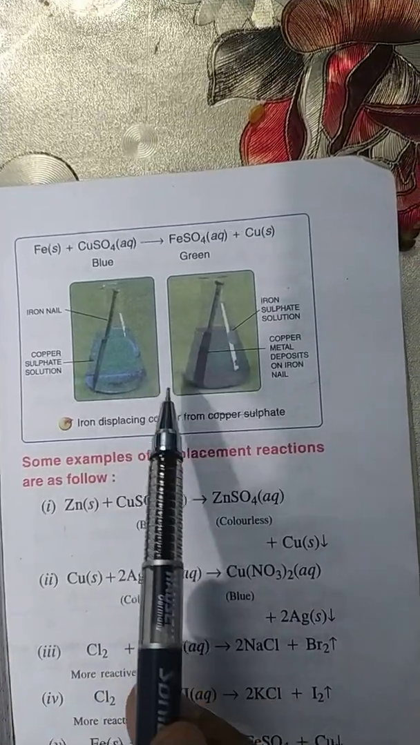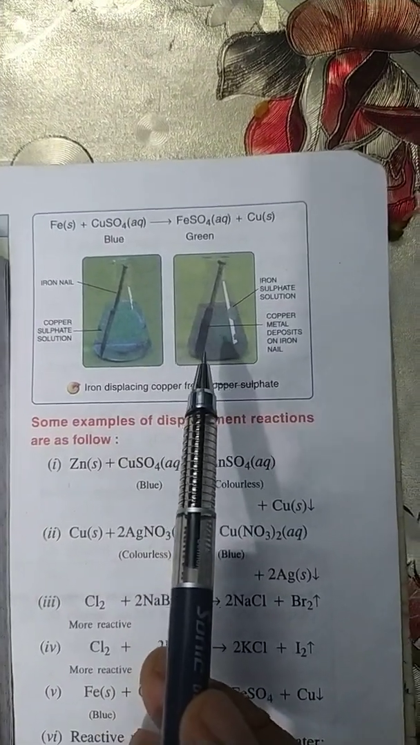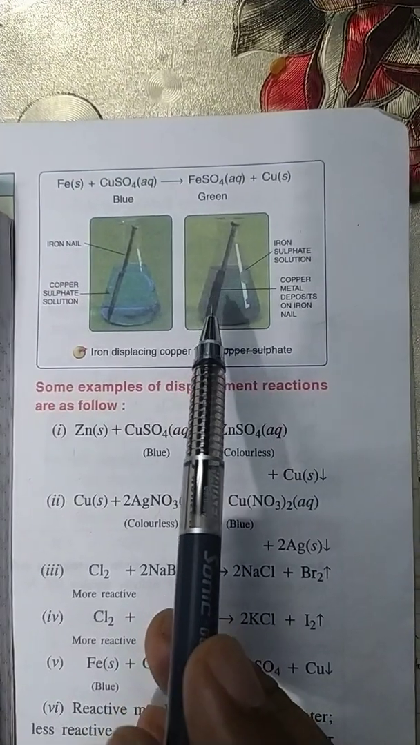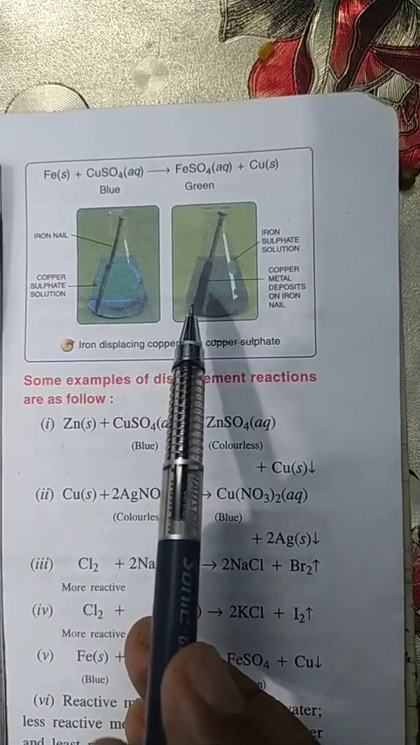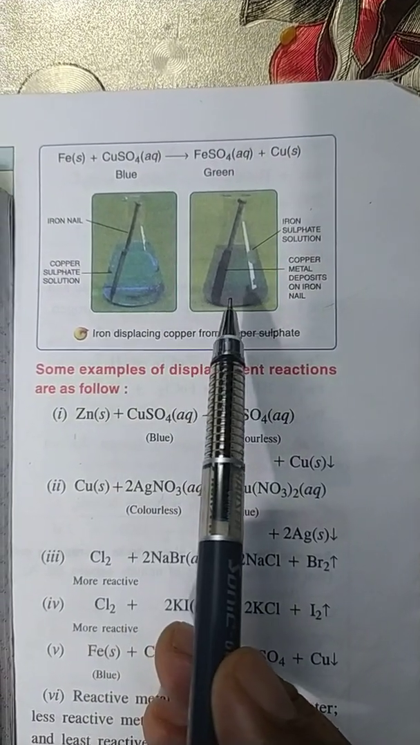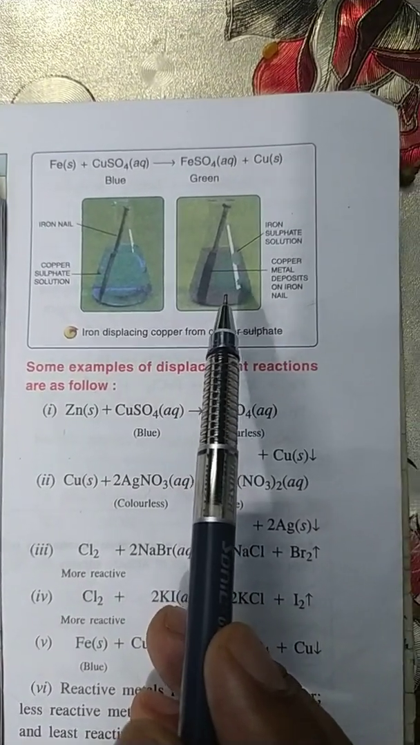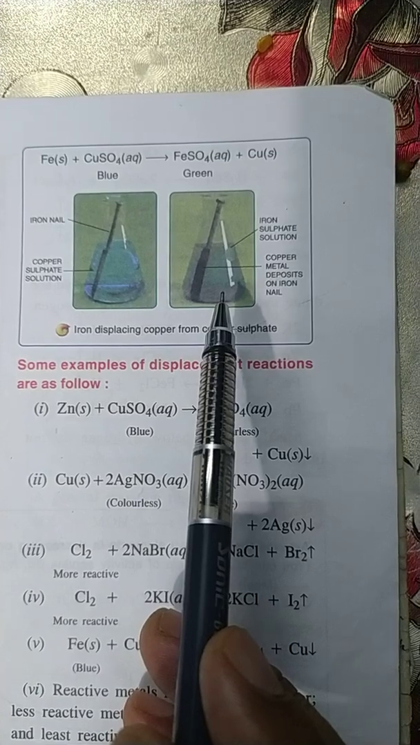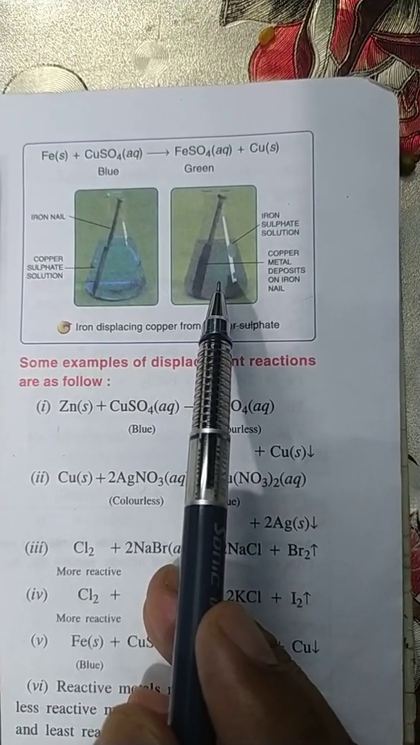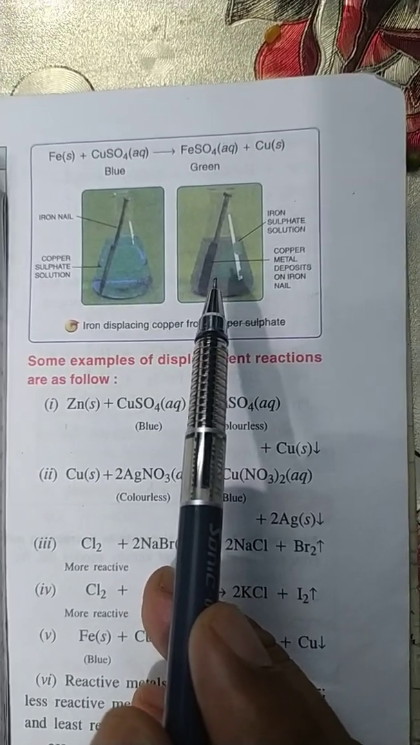in the next diagram we could see the iron nail covered by a brownish material around it, and the color of copper sulfate changed to green by the formation of iron sulfate. And here we see that copper was replaced by iron. So this was one of the displacement reactions we have seen.